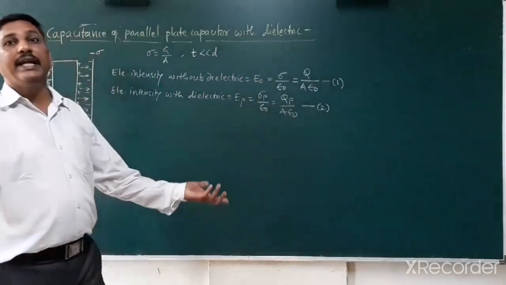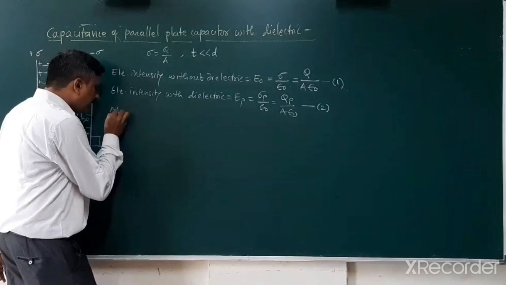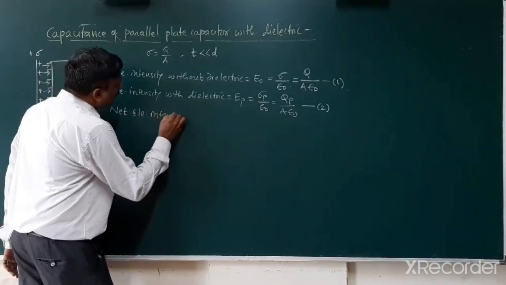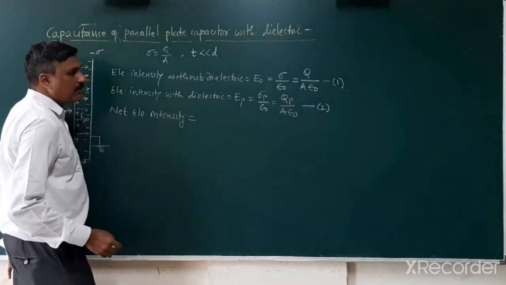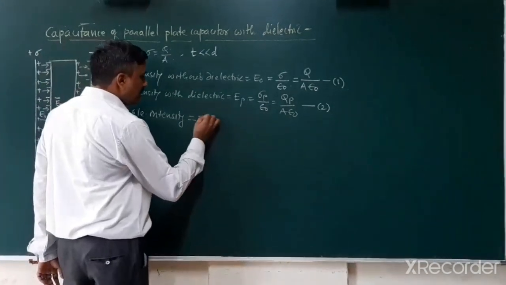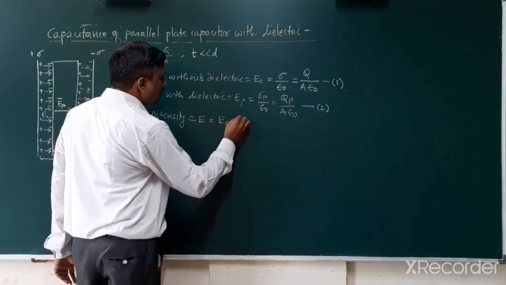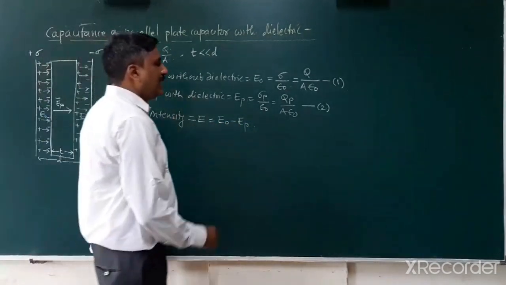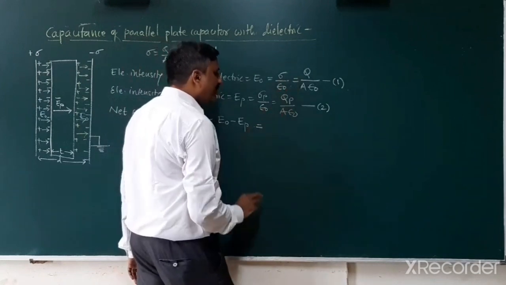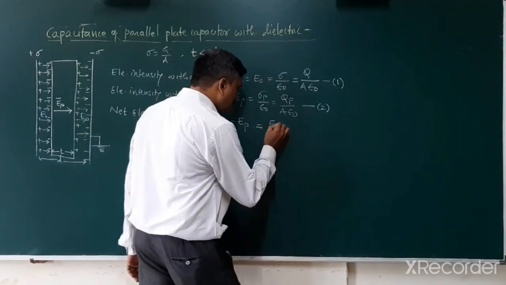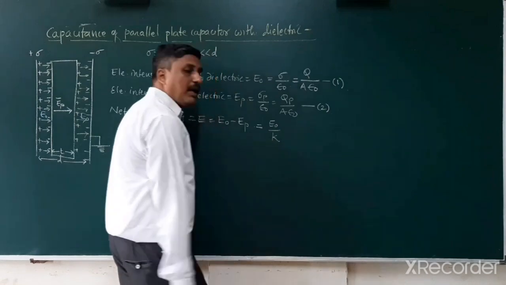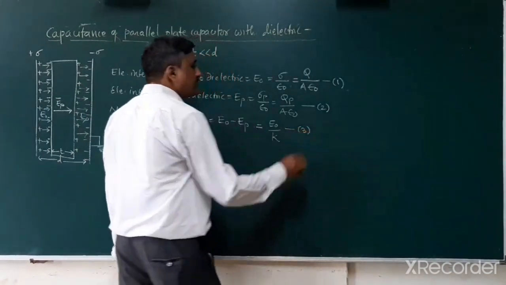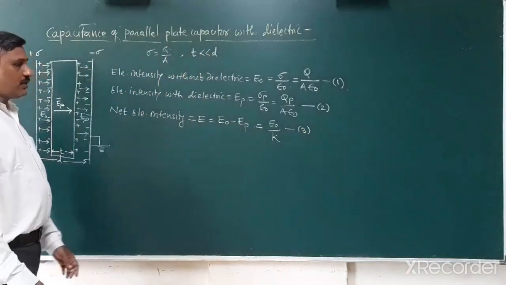Then how much is the net intensity? We calculate it here. The net electric intensity is given by, very simply, E equals E0 minus EP. When you substitute all the values, we get E0 divided by K. This is the net electric intensity. This is my next equation.